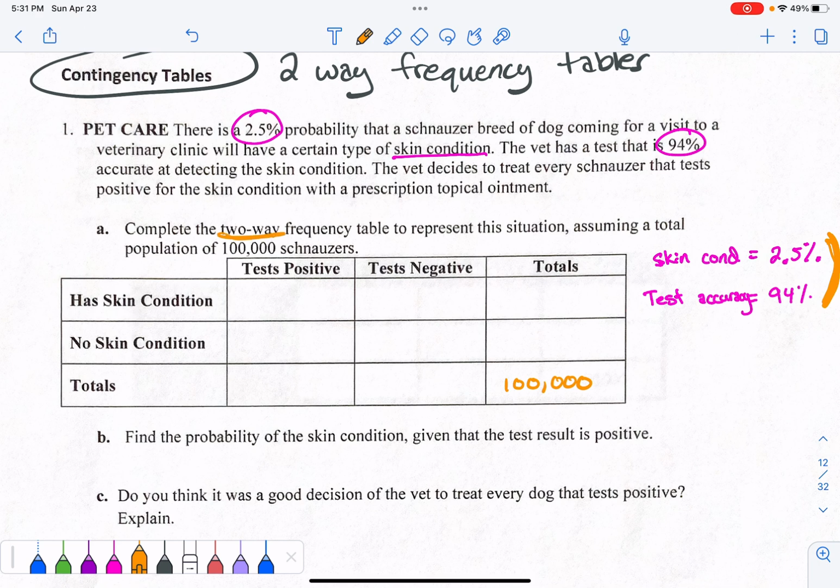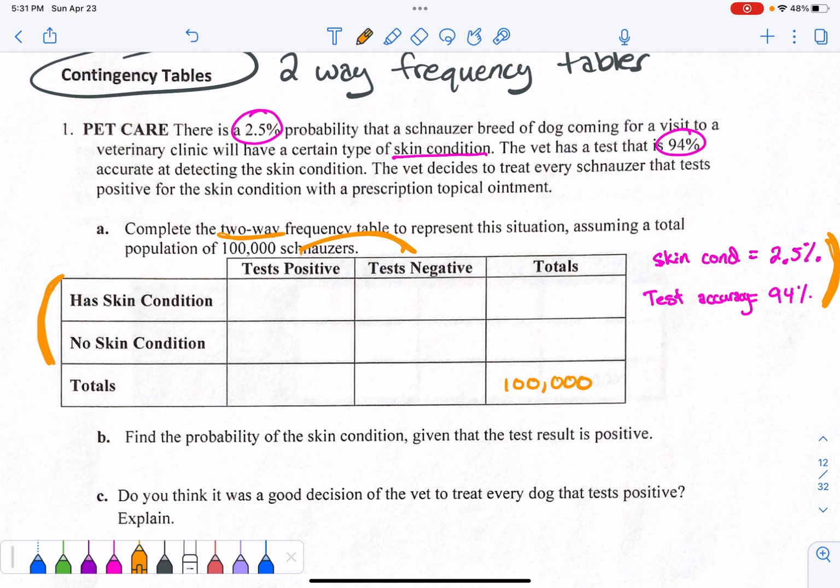Two-way. Let's talk about what we're talking about here. These two on the side have to do with whether they have the skin condition or not. So, do they legit have the skin condition? Then these two up here have to deal with how they're testing. So, are they testing positive, or are they testing negative for the skin condition?